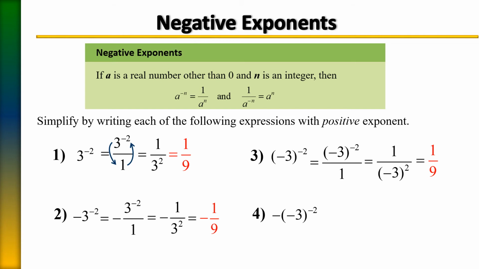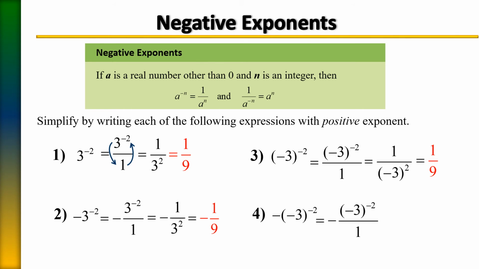Now, if you notice, number 3 is the same as number 4. The only difference is, again, we negated it. So if number 3 we got an answer of 1/9, you should know that number 4 is going to be negative 1/9, but let's go ahead and do the process.